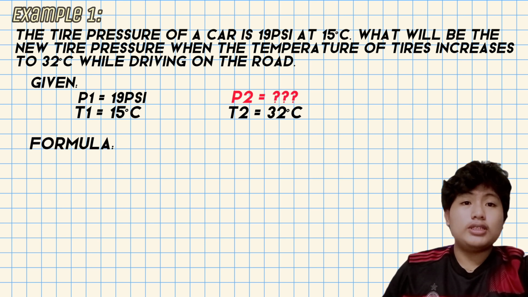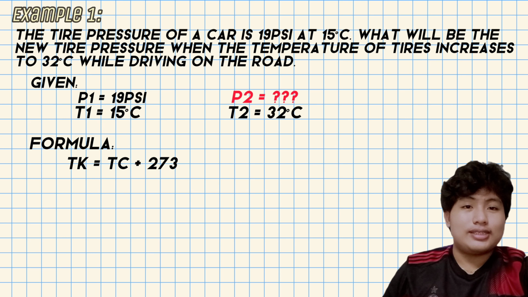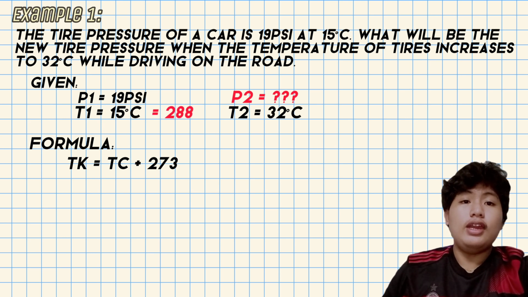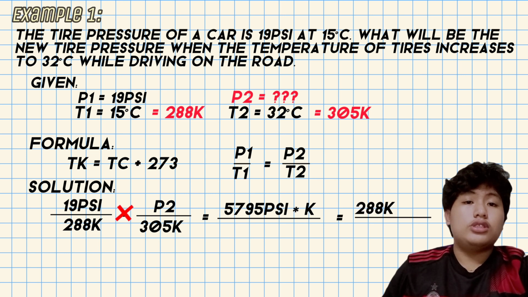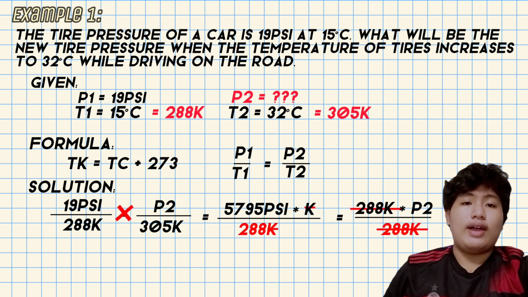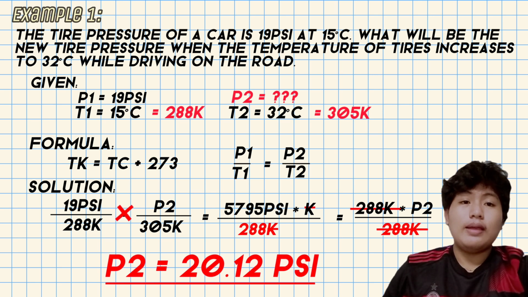To begin, we must convert Celsius to Kelvin, which may be done by simply adding 273 to the given Celsius. So T1 will be 288 Kelvin and T2 will be 305 Kelvin. After that, we must substitute the values into the formula given below, and then cross multiply. The answer will be 5,795 psi times K equals 288 K times P2. Then divide both sides by 288 Kelvin. And for the last step, just simplify and divide. The final answer will be P2 equals 20.12 psi. So the new pressure will be 20.12 psi.